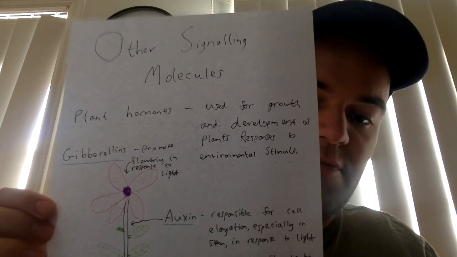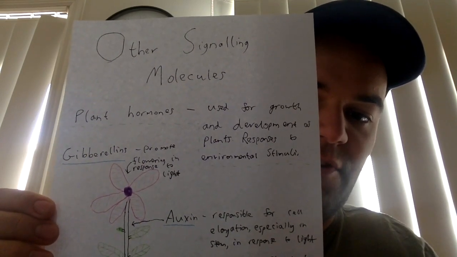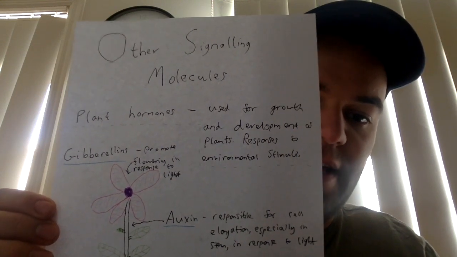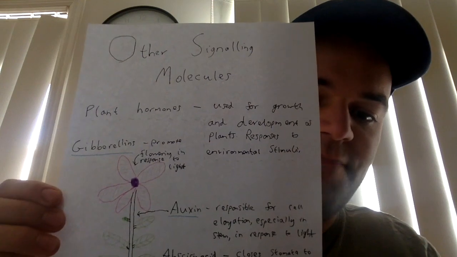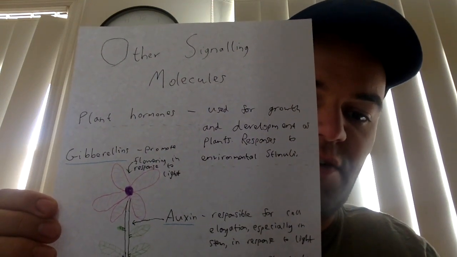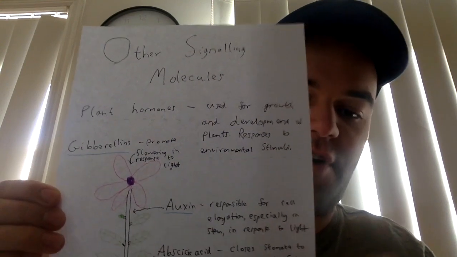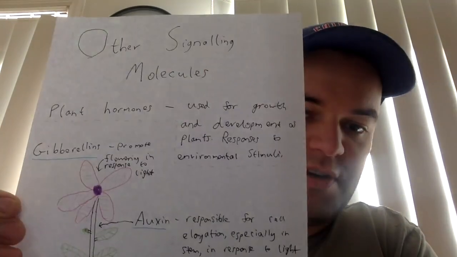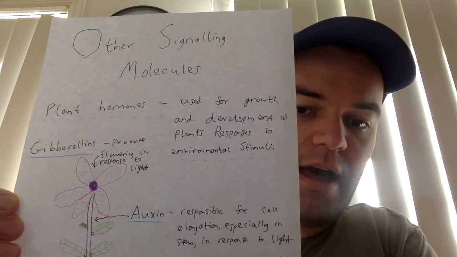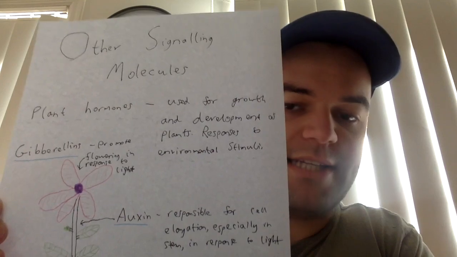Auxin is one of the best understood plant hormones, and it's responsible for cell elongation. So really for the plants growing directionally, and they do that in response to light. So basically, depending on where light is shining on the plant, cells can begin growing in that direction due to auxin, and that causes the plant to grow in a particular way. And that's especially important in allowing the stem to grow towards the light as well.